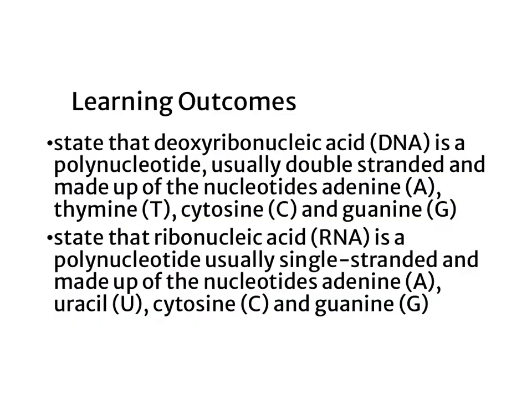Okay. So what we're going to do then, we're going to state that deoxyribonucleic acid, DNA, is a polynucleotide, usually double-stranded and made up of nucleotides adenine, thymine, cytosine and guanine. Then we're going to look at ribonucleic acid, so RNA, and also that it's a polynucleotide, but it's usually single-stranded and made up of nucleotides adenine, uracil, cytosine and guanine.